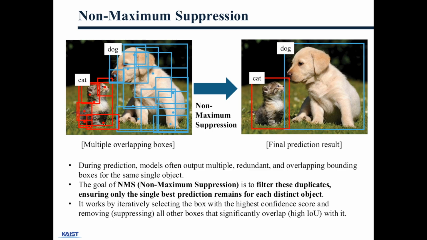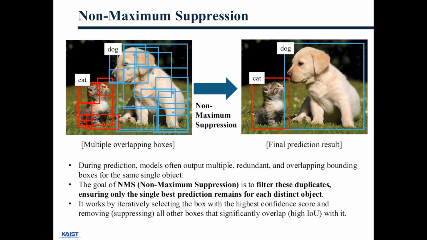The procedure is iterative. First, NMS selects the box with the highest confidence score. This box is treated as the current best prediction. Then, it compares this box with the remaining boxes. If another box overlaps too much with the selected box, it is considered a duplicate and is removed.